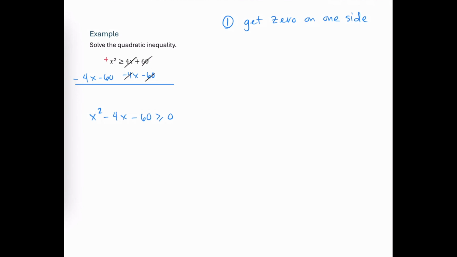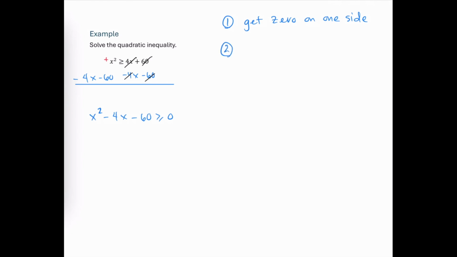Let's look at a second example. In the graphing method, the first thing that we want to do is to get 0 on one side. Let's subtract 4x and 60 from both sides, and it's easier to go this direction because that's going to keep our x squared term positive, and a positive leading coefficient on a quadratic inequality is going to make it easier to factor if that's necessary.